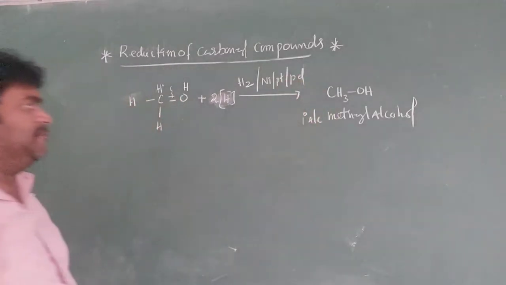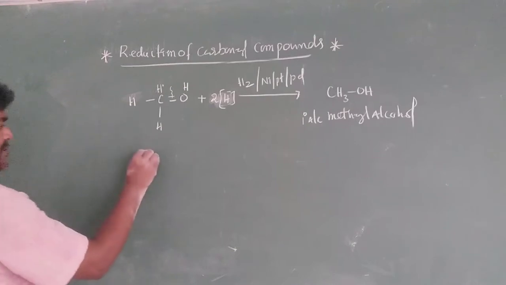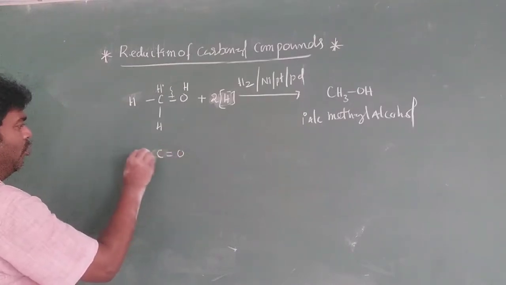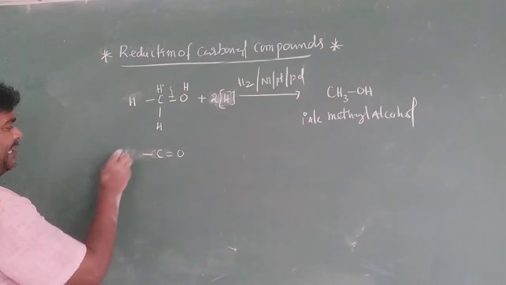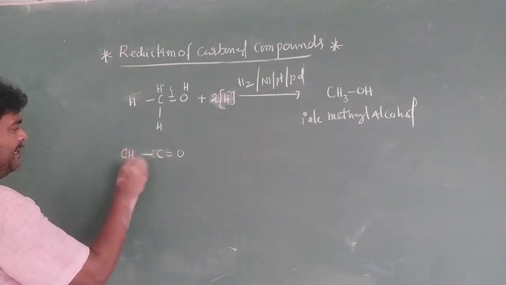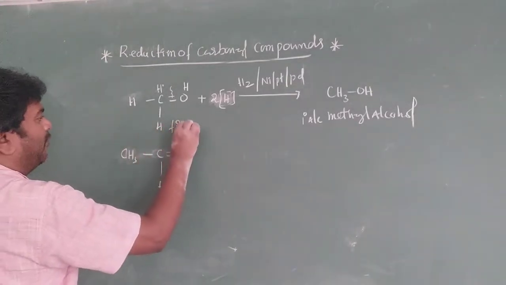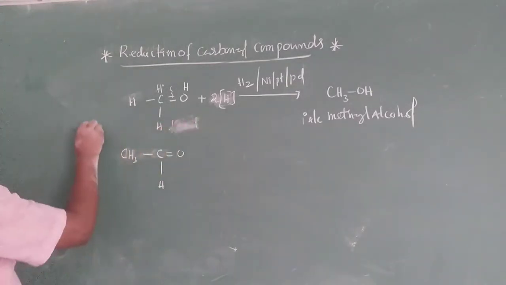I told clearly. Next one. Suppose CH3, C double bond O, H. It is acetaldehyde. Okay, I'll write here only.